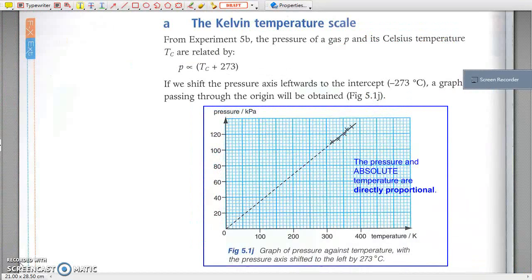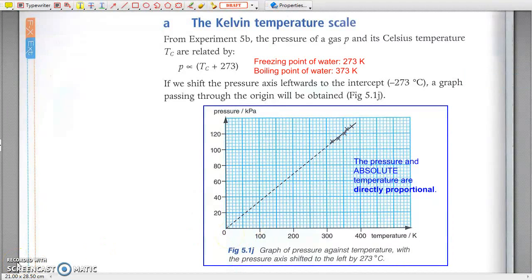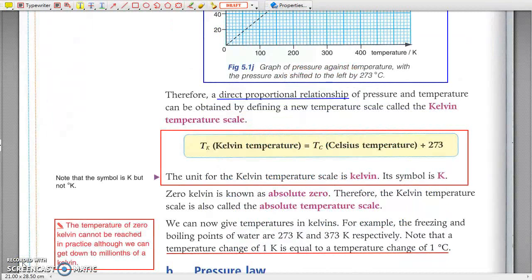A. The Kelvin temperature scale. The scientists introduced a new temperature scale. They defined negative 273 degrees Celsius to be zero temperature in unit of Kelvin, and it is called 0K. The freezing point of water, 0 degrees Celsius, is now 273K, and the boiling point of water is 373K, and so on. This new temperature scale measured in Kelvin is called the absolute temperature scale.